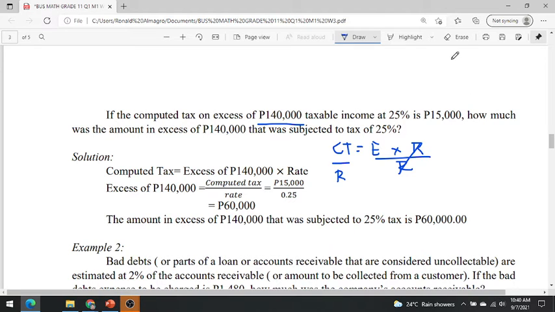Okay. So meron na po tayong the excess equals the computed tax or the CT over rate. After that, you need to substitute the value of our computed tax, di ba? Itong computed tax, we have 15,000 over 0.25. Kaya ato ang rate dira 25% man. Okay, so the answer is 60,000. So the amount in excess of 140,000 that was subjected to 25% tax is 60,000. Okay, so nakuha, student?